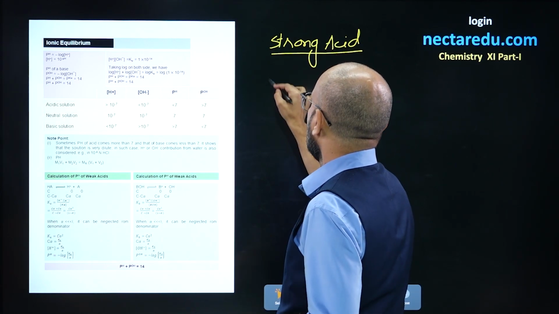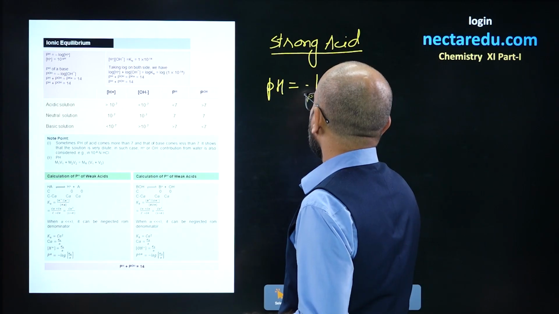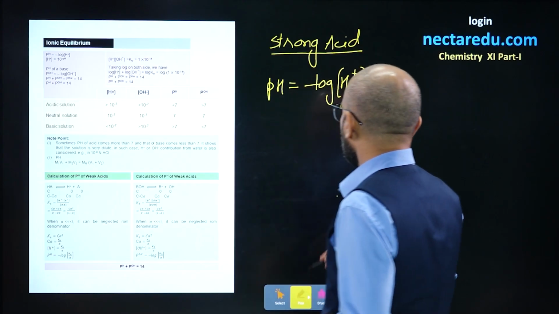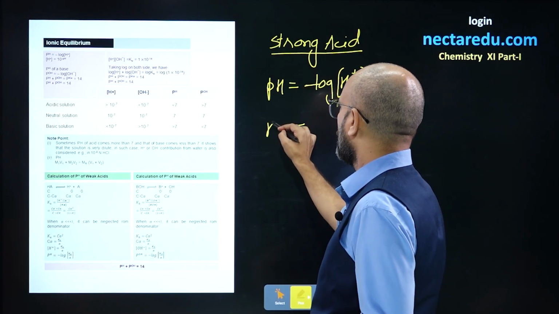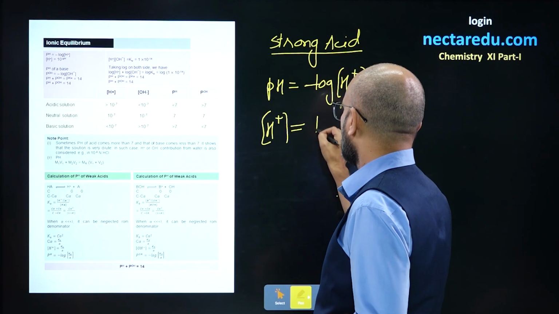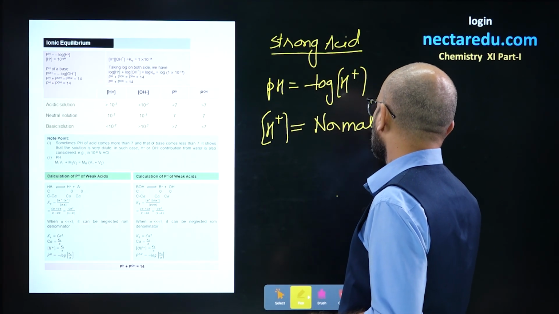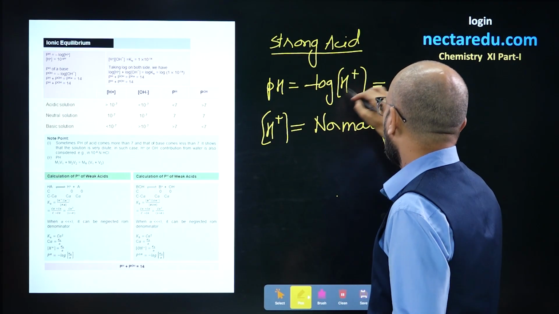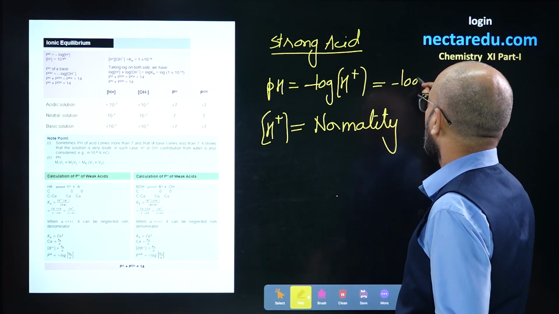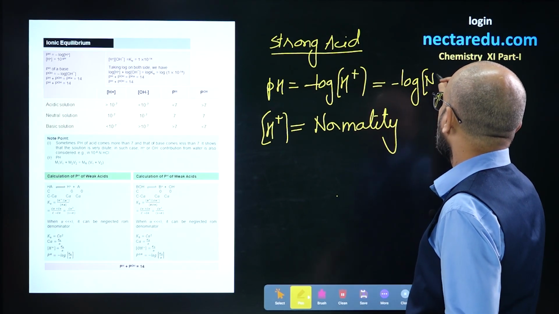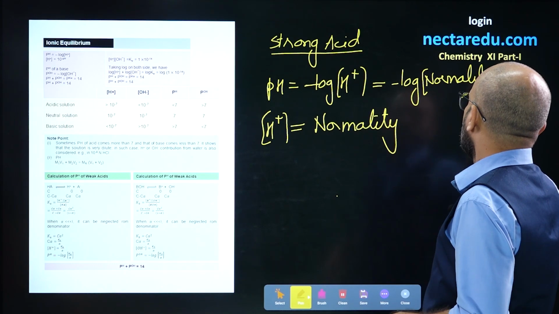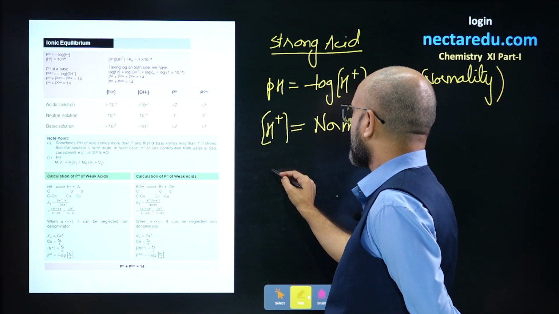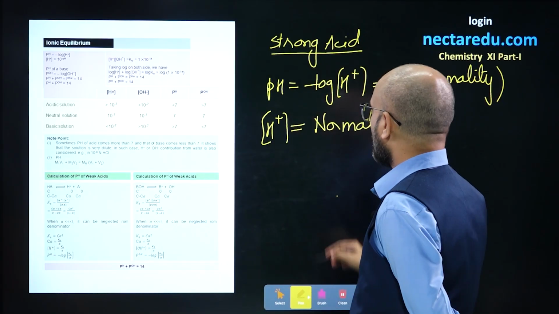For a strong acid, pH equals negative log H plus concentration. Now, as we know, H plus concentration equals the normality of an acidic mixture, right? So you can calculate pH of an acidic solution by putting the formula as negative log normality of the acidic solution. Again, for a base, how can you calculate pH? You can calculate like this for a strong acid.